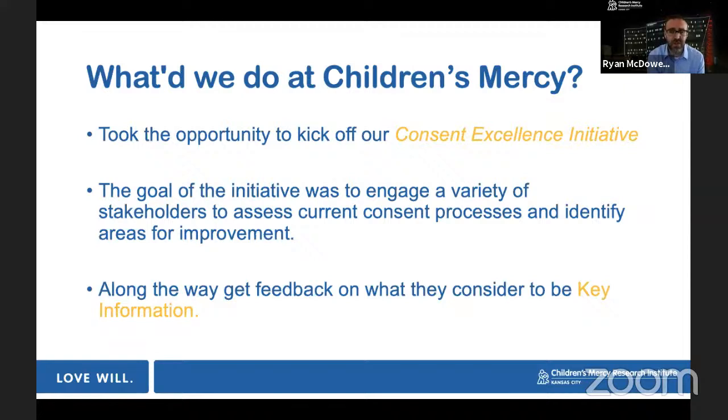So our initiative, we had just called it the Consent Excellence Initiative, and the goal was to really engage a variety of stakeholders across the institution and the community about current consent processes and identify what our areas for improvement are. And then along the way, take that opportunity to really define key information and how we were going to comply. Next slide.